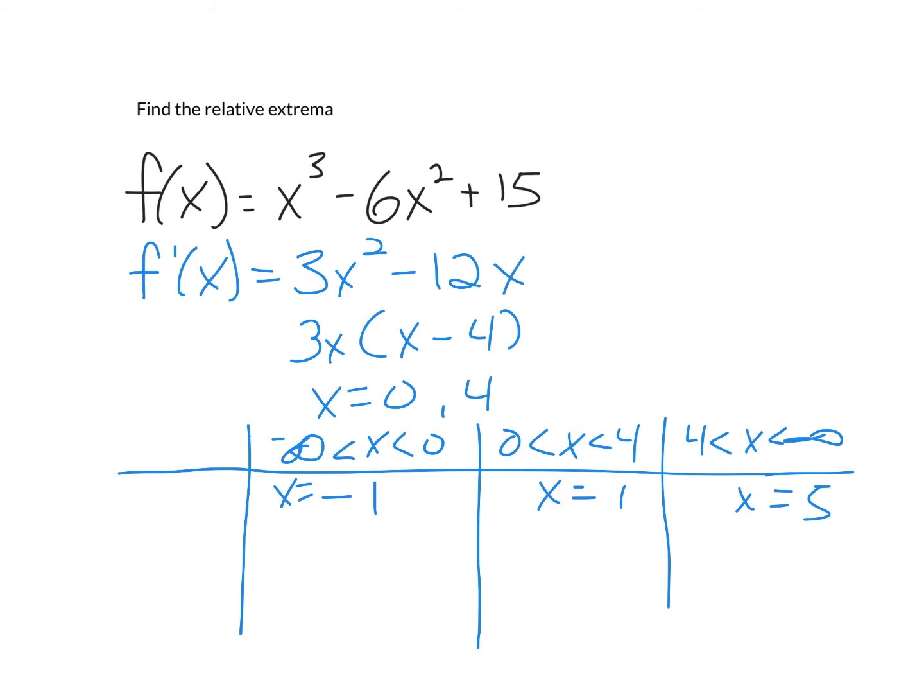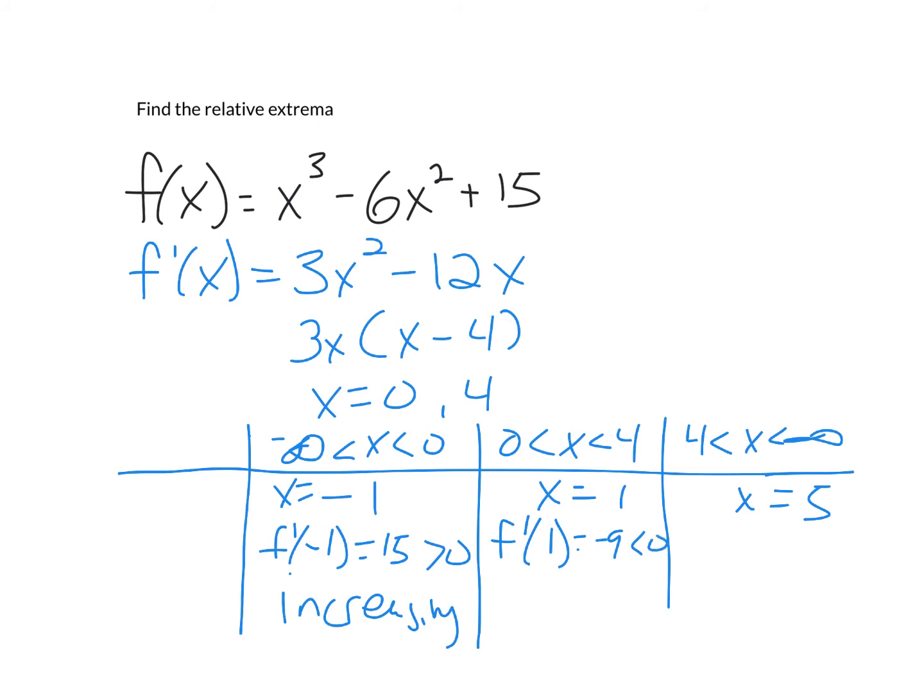So we put negative 1 in. That's going to be a positive, it's going to be 15. Is 15 greater than 0? It is, so it's increasing. Nice. At 1, we plug it into the derivative function and get negative 9. Negative 9 is less than 0, so therefore it's decreasing. And then 5, we put 5 in, and you're going to get 15. Hey, 15 again. How about that?